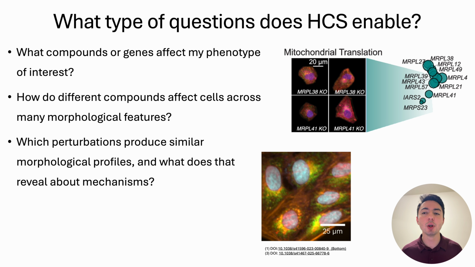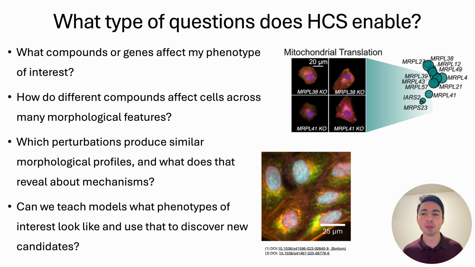Third, we can ask, which perturbations produce similar morphological profiles, and what does that reveal about mechanisms? Even if two perturbations are very different, if they produce similar cellular phenotypes, that can suggest that they're acting through the same pathway or biological process. In this example on the top right, each point represents a different genetic perturbation. You can see that several genes cluster together, indicating they produce similar morphological effects. In this case, those genes are all related to mitochondrial translation, showing how phenotype similarity could reveal functional relationships as well.